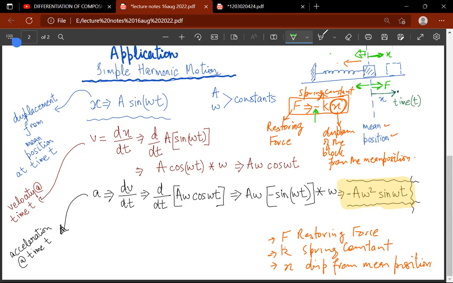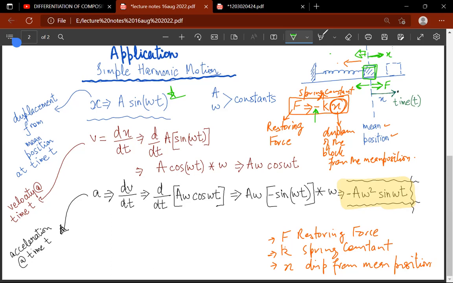When this chapter comes, the motion of this spring, the displacement of this block, is given by the function x equals a sine omega t. We won't go into the details because we are not discussing simple harmonic motion per se, but what I want to tell you is that this is a composite function.